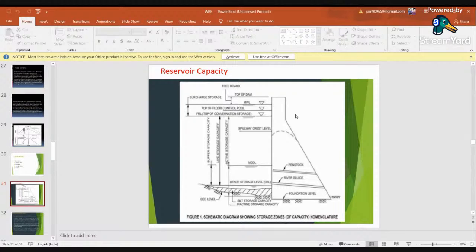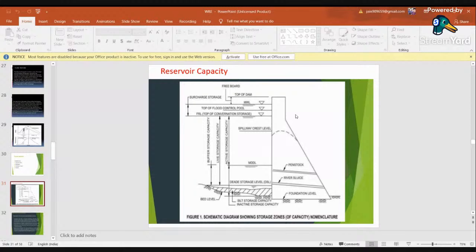Here, you can see so many different nomenclatures like foundation level, dead storage, spillway crest level, then there is top of flood control, then surcharge storage, then freeboard, top of dam, the mean water level, then top water level. Then there is a bed level. There is still storage capacity and inactive storage capacity. Each and every term has its own meaning or its own definition.